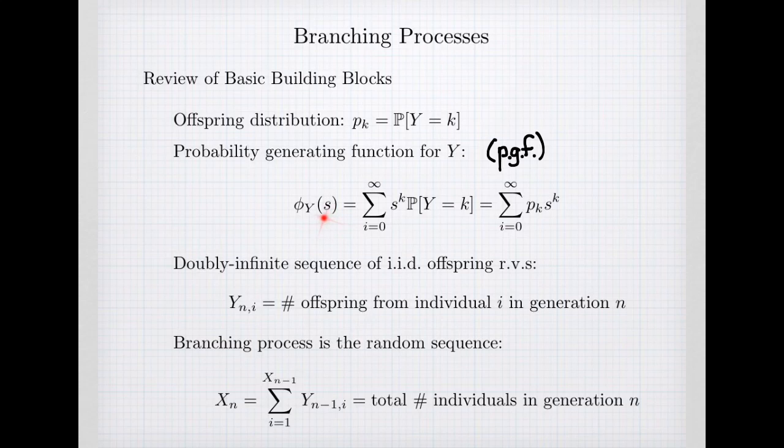There's a variable s, just think of it as a variable, and what we're going to be doing is calculating the probability that Y equals a specific value k times that input s raised to the k. And what this allows us to do is this is actually the expected value of that mathematical variable raised to the random variable power.